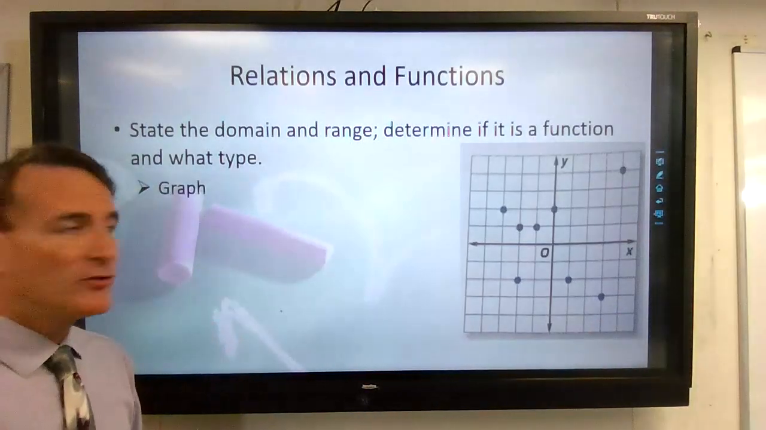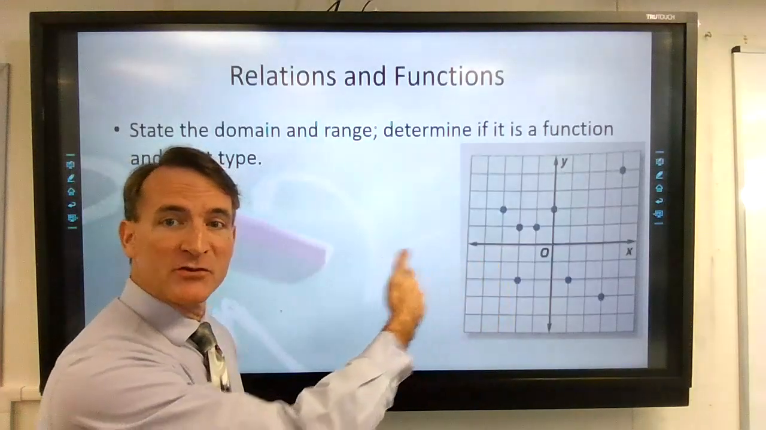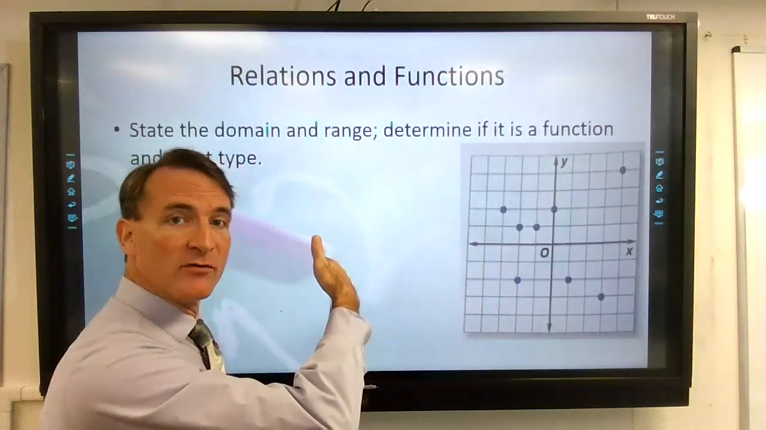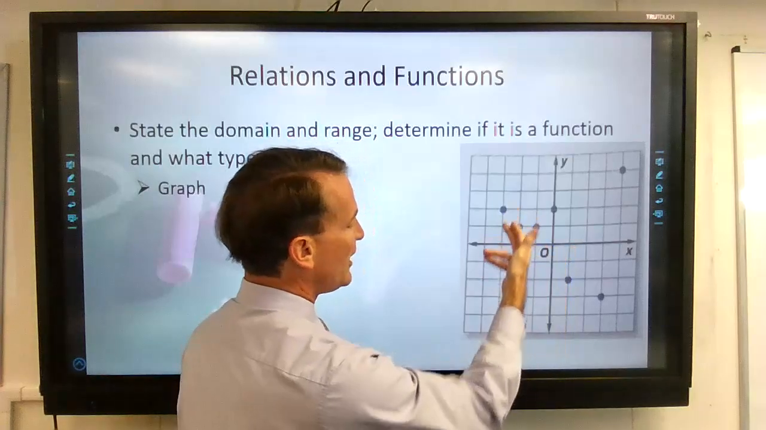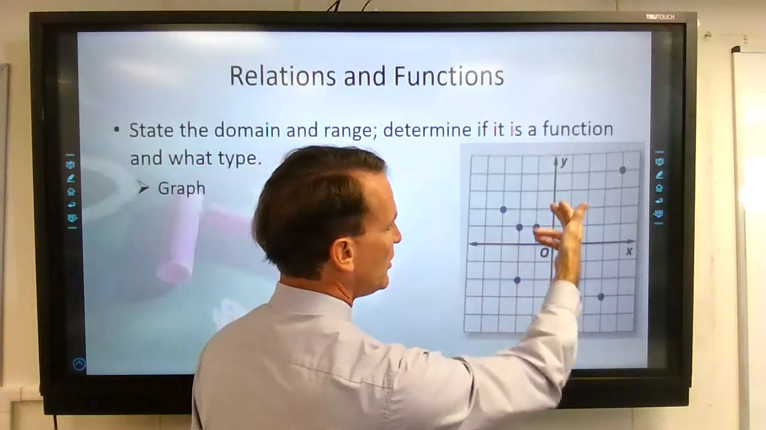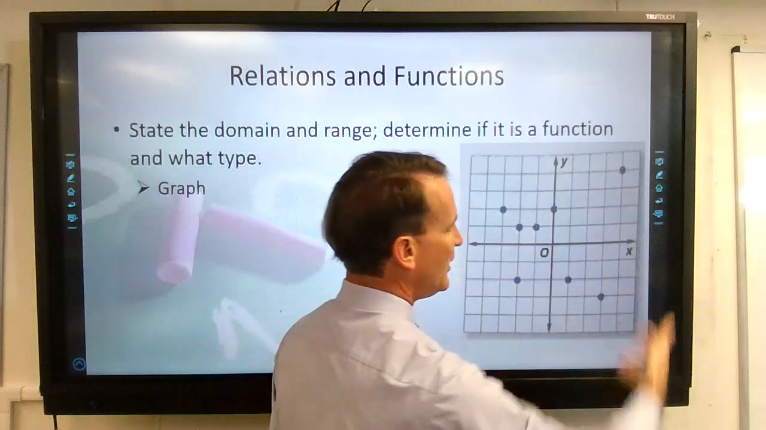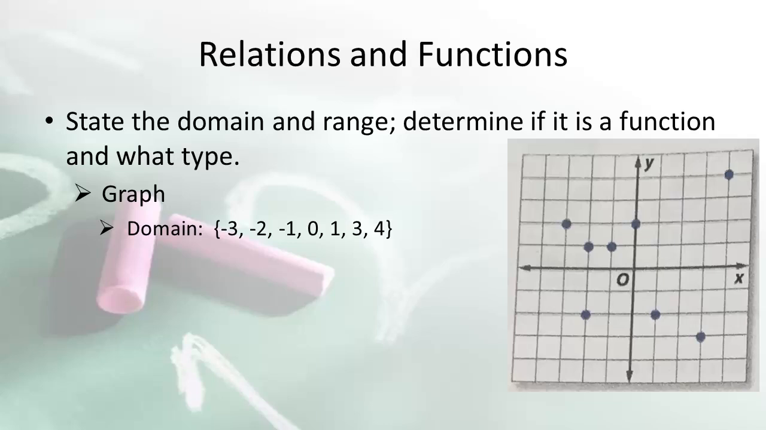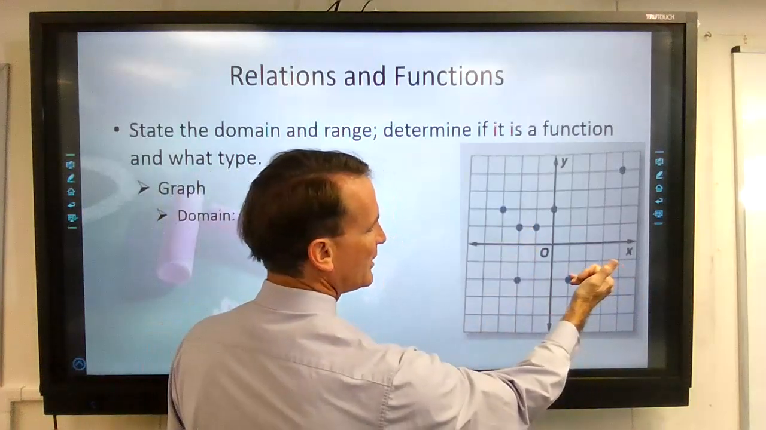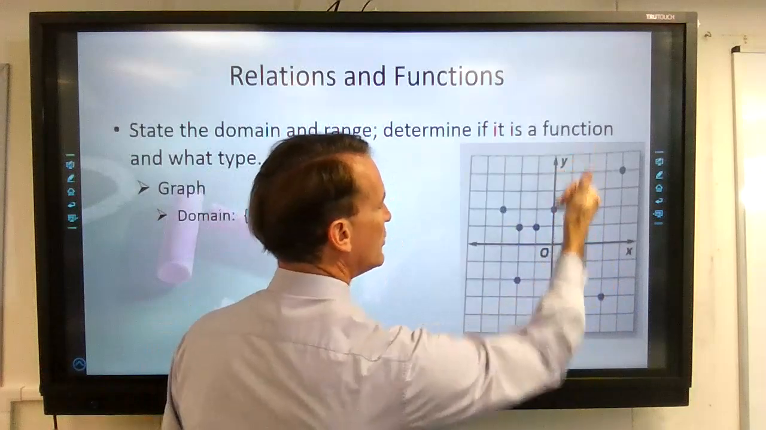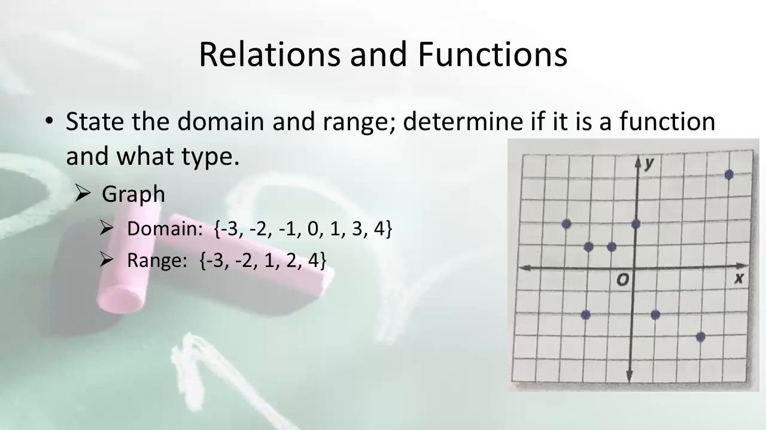So as you look at your domain, with a graph, it's a little bit easier because I can just look all the way over to the left-hand side and just start working my way to get them in order. So this one, I have a -3, a -2, a -1, 0, 1, 3, and 4 would be my domain. Now, what about my range? Well, if I start at the bottom and work my way up, I've got a -3, a -2, a 1, 2, and a 4. So -3, -2, 1, 2, and 4.